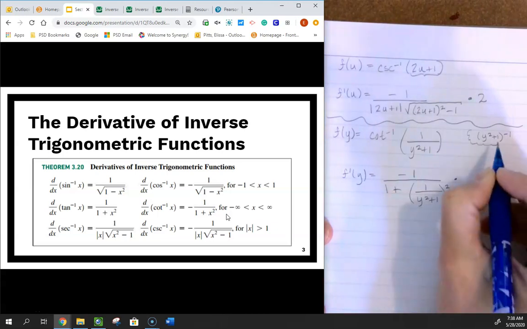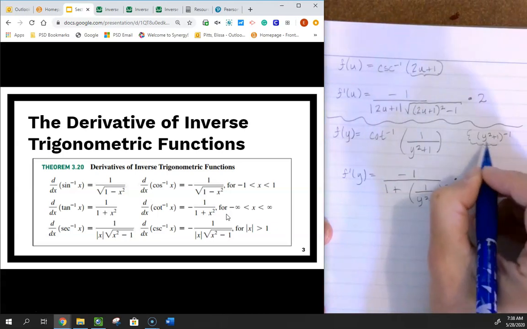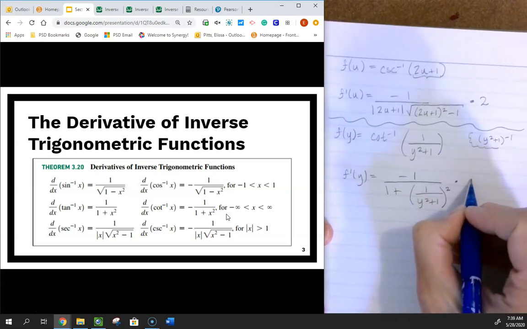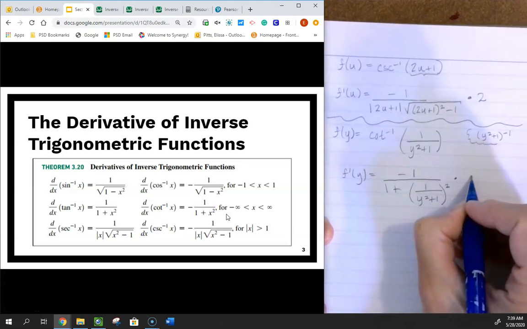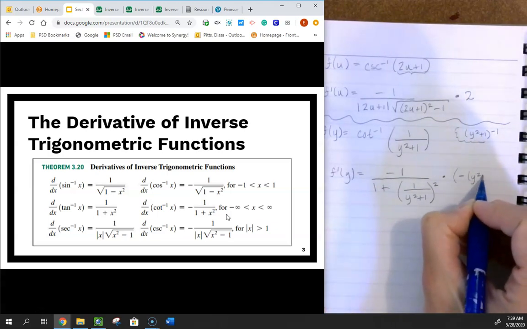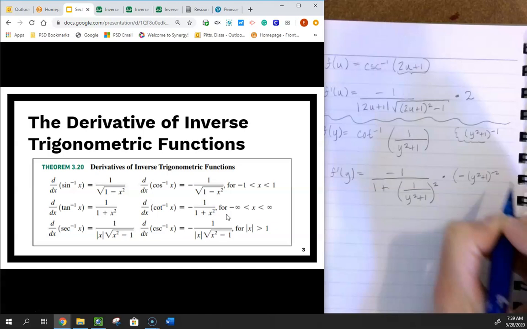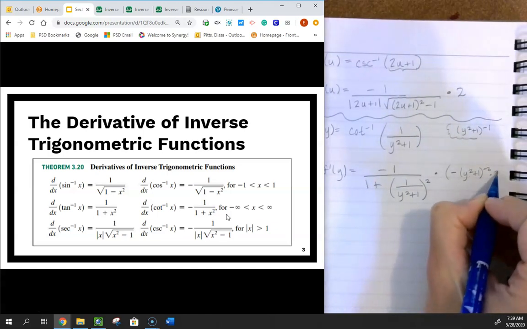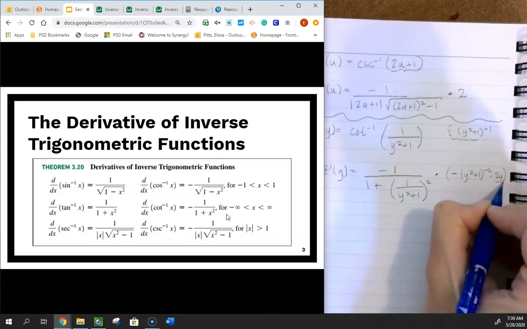You could do the quotient rule if you want to. I prefer to use the chain rule. And so let's just take the derivative of this. So we get negative y squared plus 1 to the -2 times the derivative of the inside, which would be 2y.